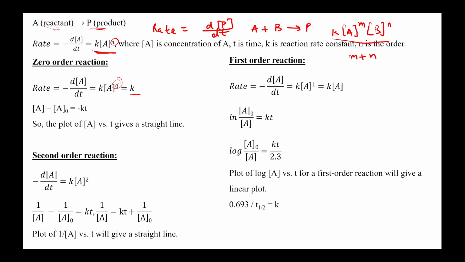So for zero order reaction, this value was 0. For first order reaction, this value will be first. So the rate will be equal to K into A. If you take log on both sides and put the limits, you can land up on this equation, and this is nothing but a straight line equation. So you can understand for second order reaction also.